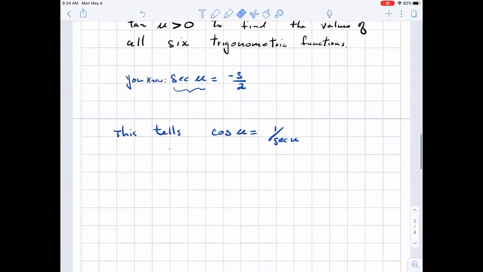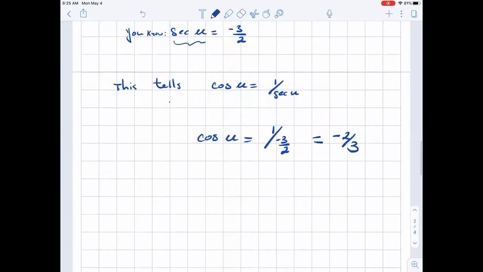So if we simplify this, cosine of u is 1 over minus 3 over 2, which is equal to minus 2/3 if you do the algebra behind this. So you have cosine and you have secant.